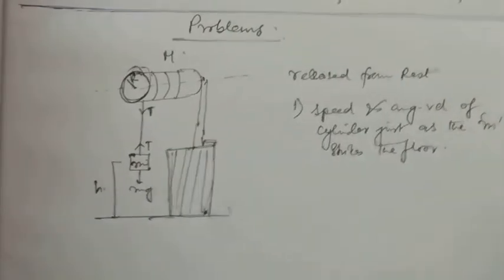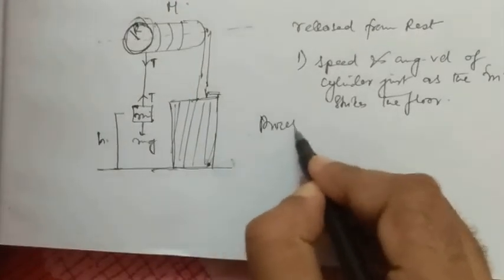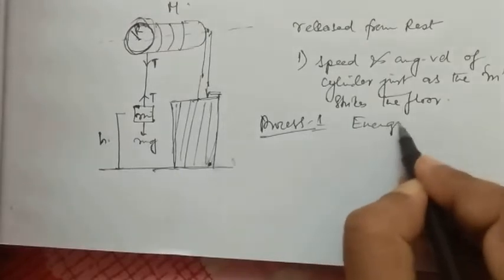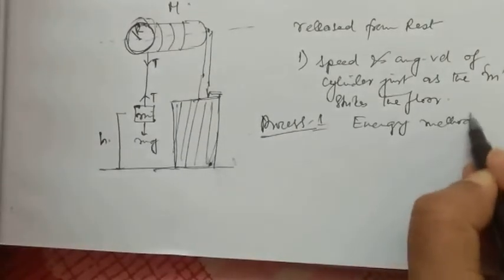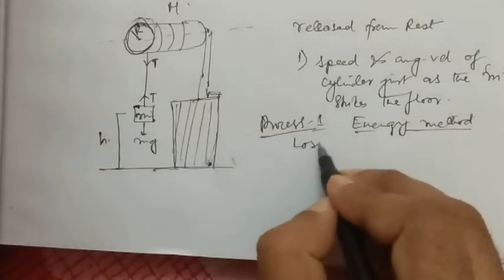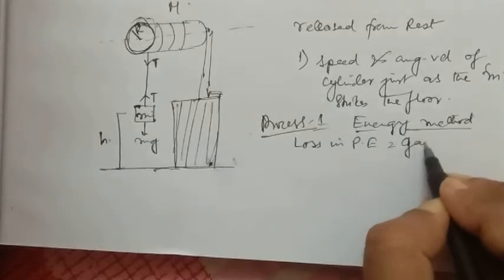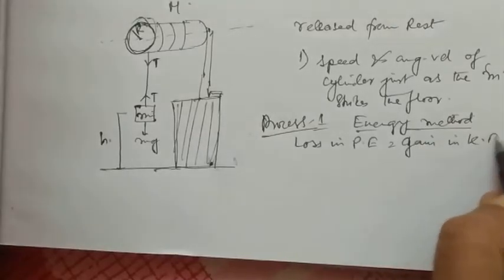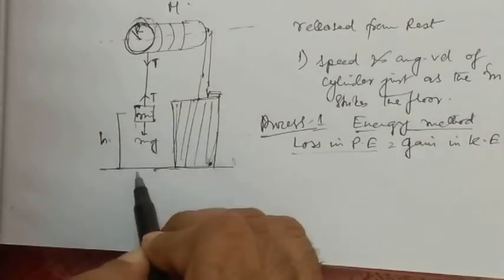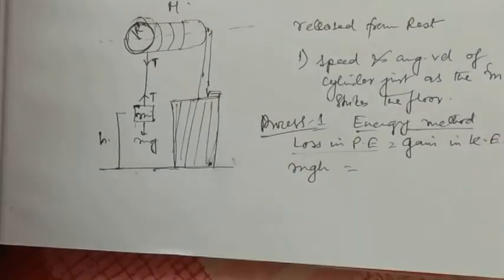We can solve this problem in two processes. Process number one is known as the energy method, as we have already discussed this method in the linear section also. That is, loss in potential energy is equal to gain in kinetic energy. Loss in potential energy means this mass falls down a distance of small h, so the loss is mgh.